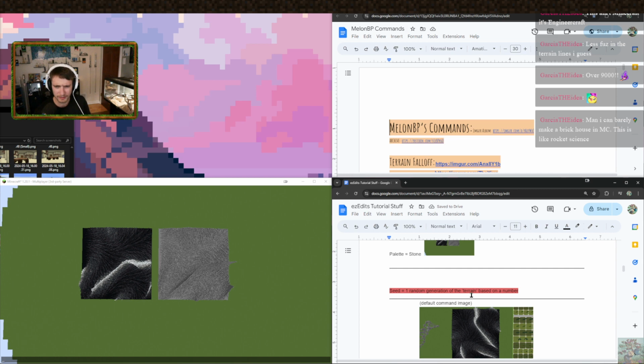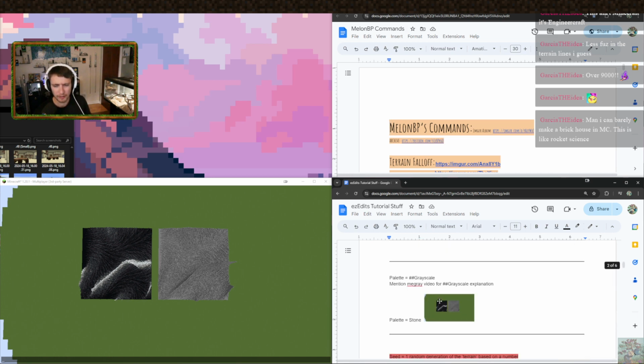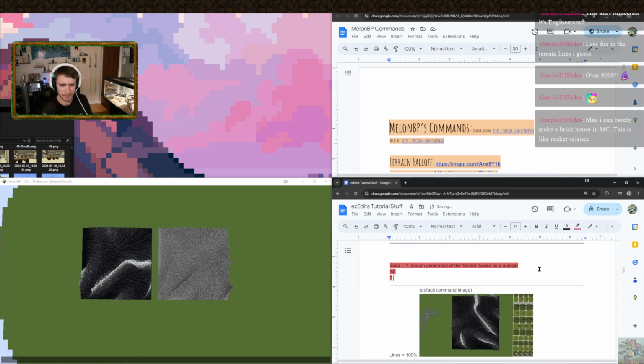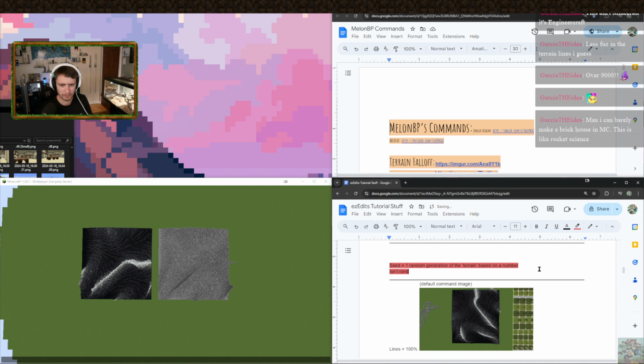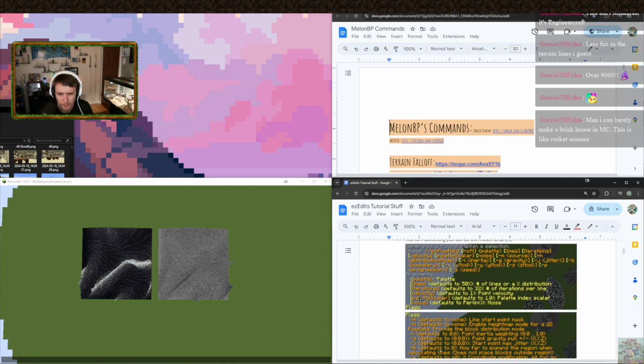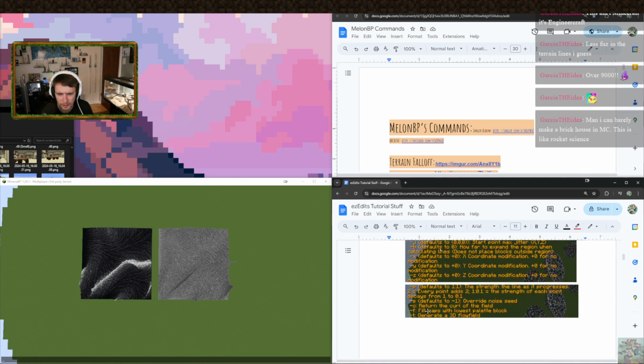Seed. Random generation of terrain based on a number. So, isn't random if you go with a number though, if that makes sense. So I guess what is it, like -1? What's the default that has no seed, minus S? Yeah, so the default is -1, which is just random, literally random.